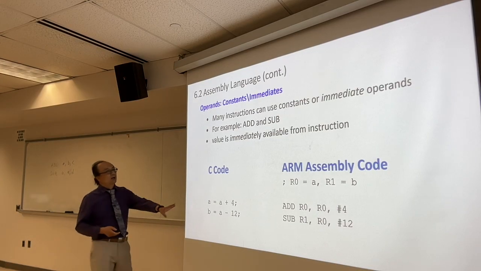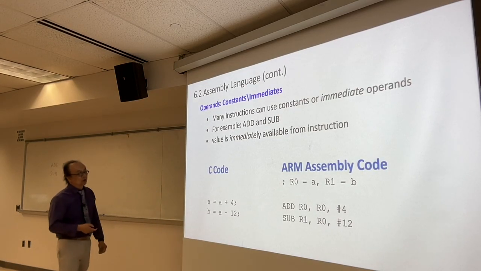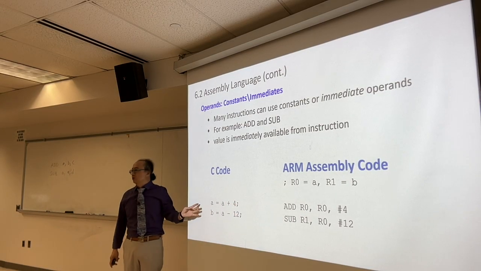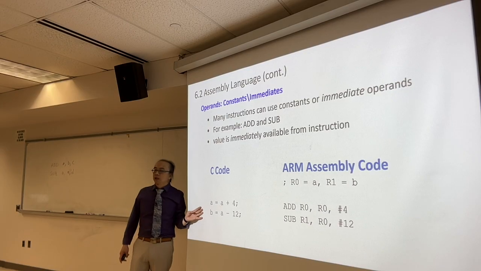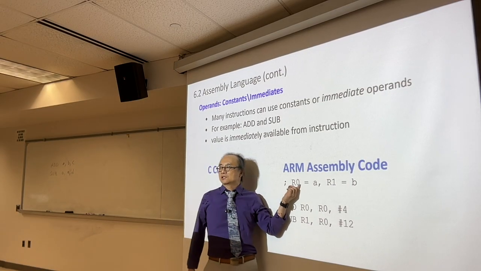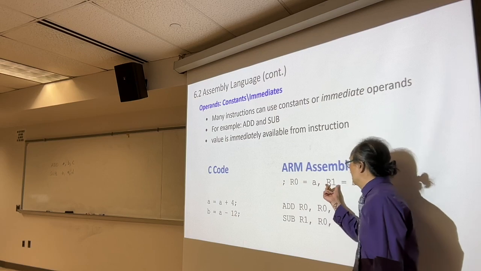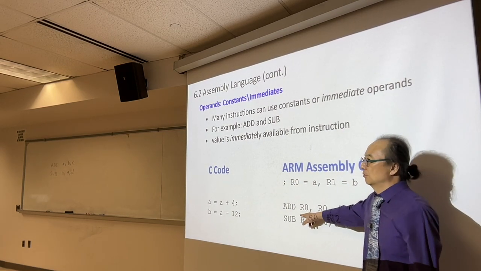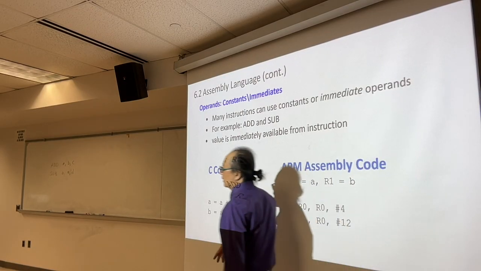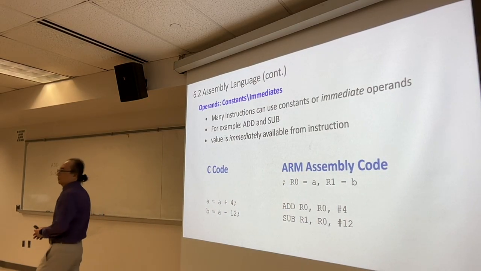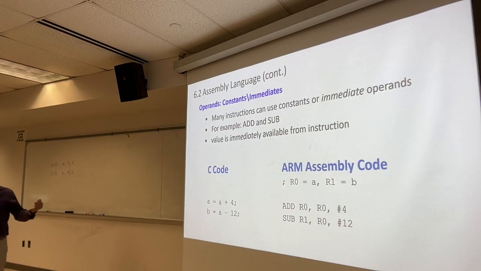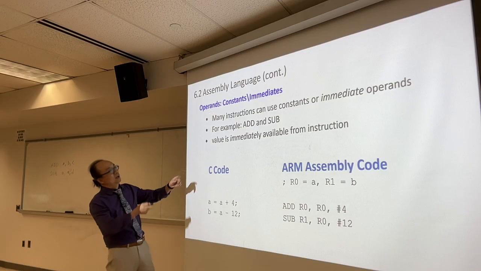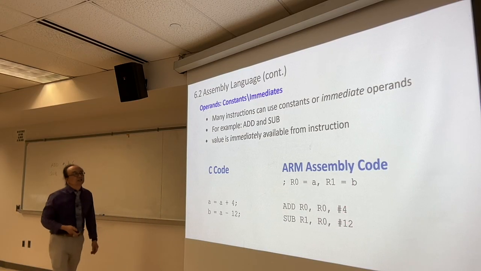Now we have A equals A plus 4, B equals A minus 12. I can give you this C code and ask you to change it to ARM instructions. You'll also be given that R0 is register A and R1 is B. This will be given as well. Then you need to write something like this. In the previous example, all three operands were registers, but this time we have two register operands, and the third one is a constant.